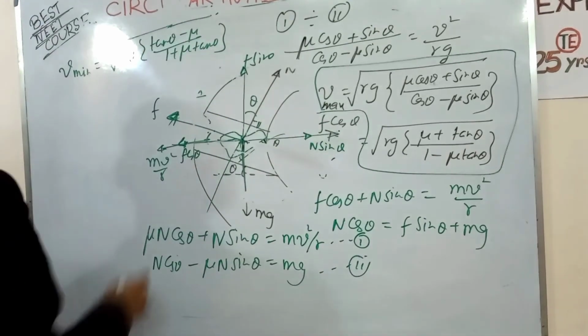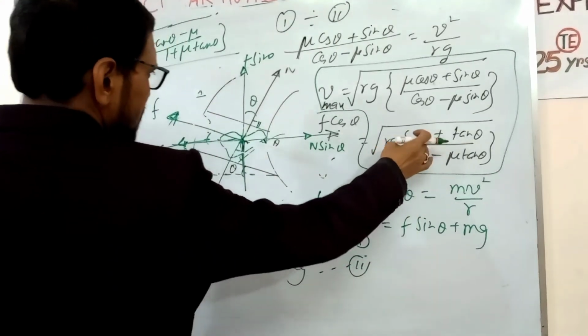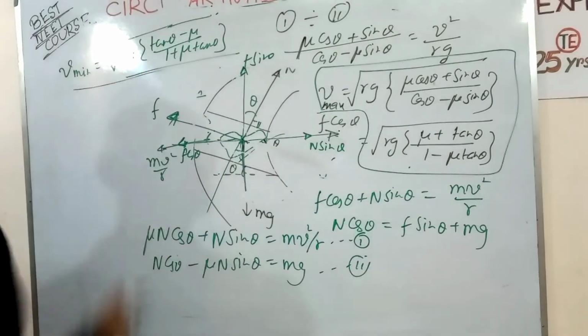So this is the result. So v maximum is this and v minimum is this. Just put minus mu in place of mu, so we get this result.